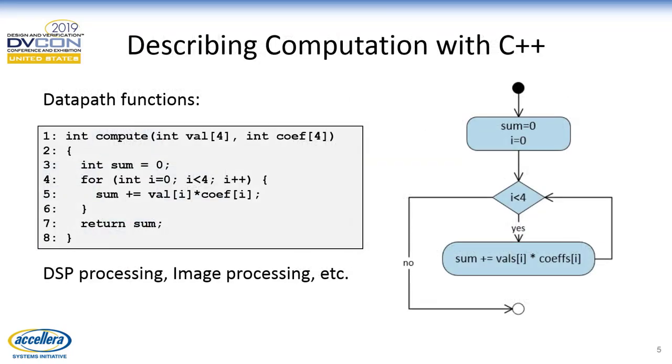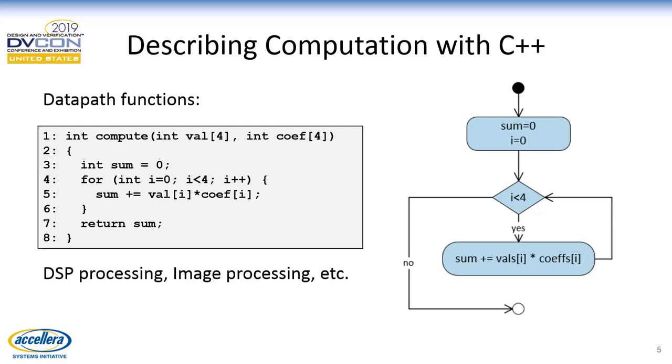So here's an example. What does it mean to describe computation with C++? It mostly means writing functions for the data path, which we call data path functions. So this example at line 1 defines what we call a compute function. It takes 2 arguments, value and coefficients, and then it returns an integer. So all this operates on integers. Very simple code, it's a loop from 0 to 4. It multiplies the values by the coefficient and accumulates them into sum and returns sum. Looks familiar, doesn't it? So this kind of code can describe DSP processing, image processing, all kinds of transformations, and we can write it broadly like this.